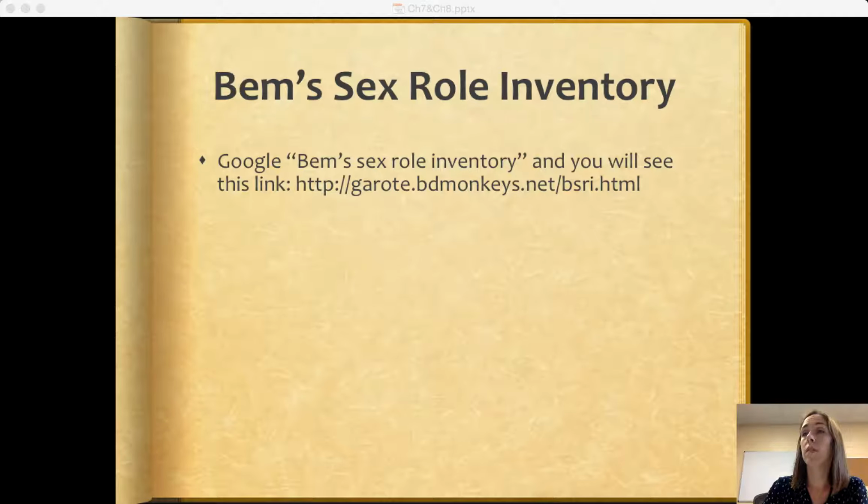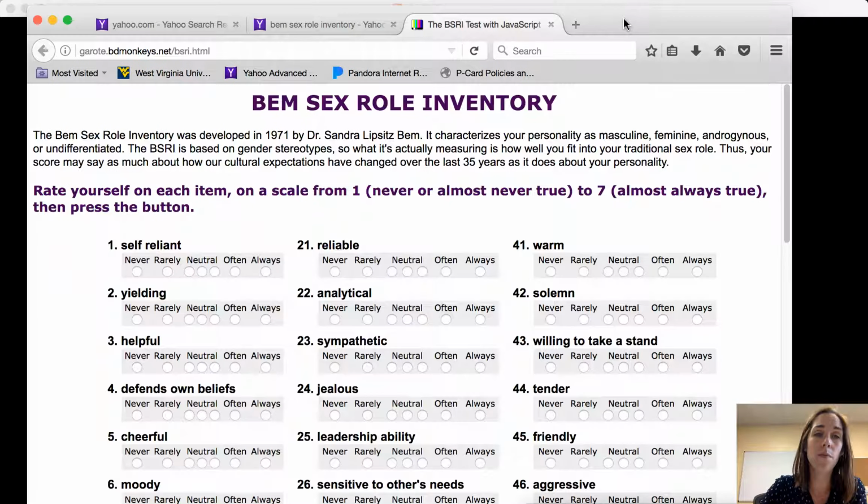Now, when you click on it, there's an option for you to have them score it for you. But you are pretty smart, and I'm sure that you can do the scoring yourself. If you click through these, this was developed by Sandra Bem.